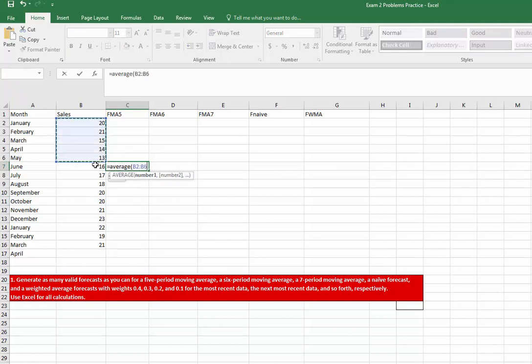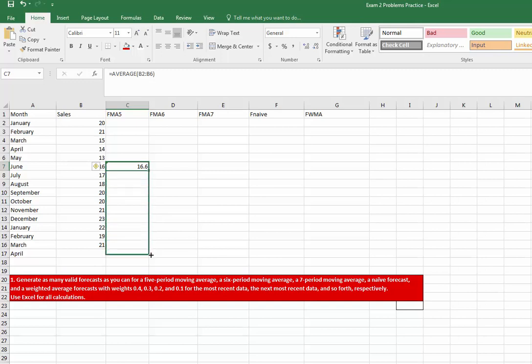this data. $16.6. And does that look reasonable? Yeah, we got a low of 13, a high of 21. Yeah, it's probably reasonable. So how many can we do? We can do forecasts through April. Remember that April is looking at B12 through B16. B16 is the last data that I have.